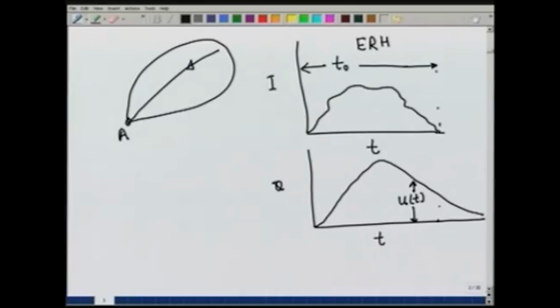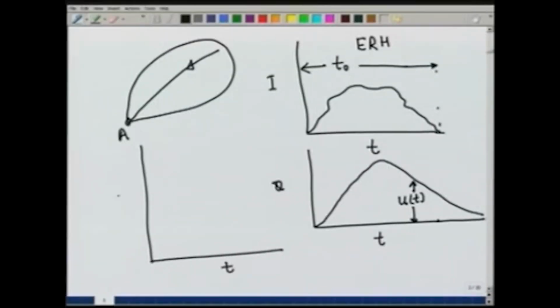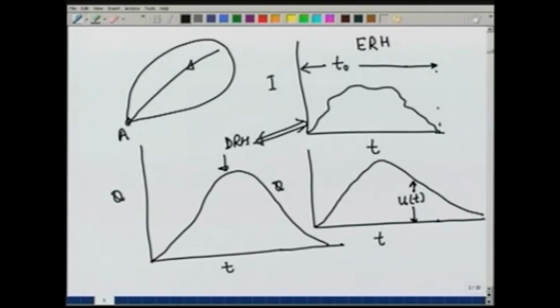Now, in order to analyze this ERH and obtain the DRH, our aim is to obtain a DRH which may look like this. So, this DRH is caused by this ERH subjected to this IUH, and we will have to develop an equation to relate this DRH with the ERH and IUH. So, let us do it now.